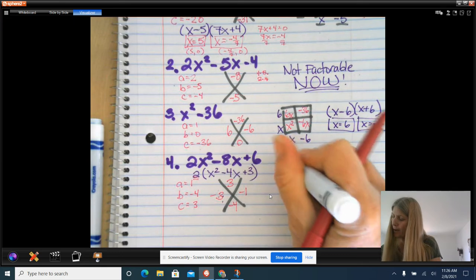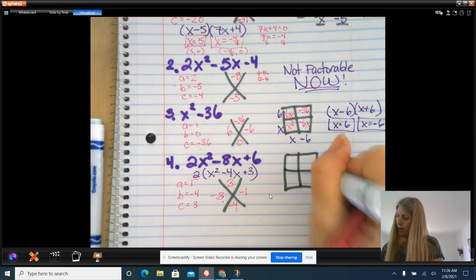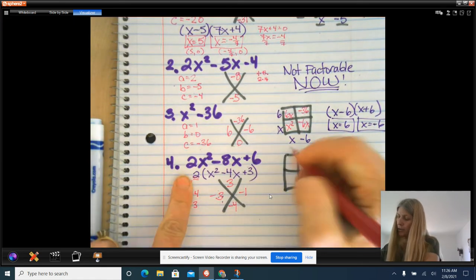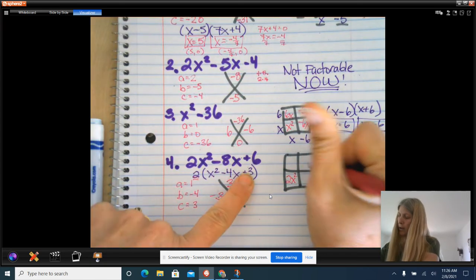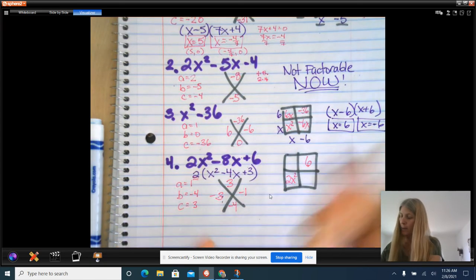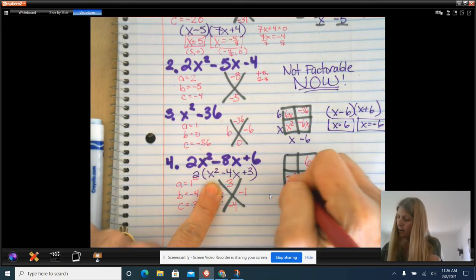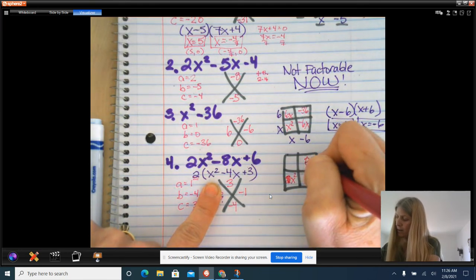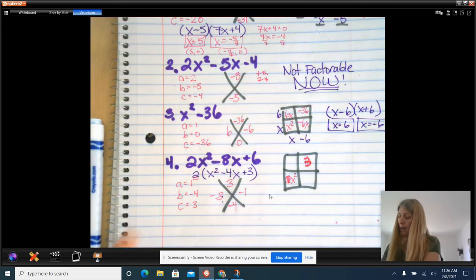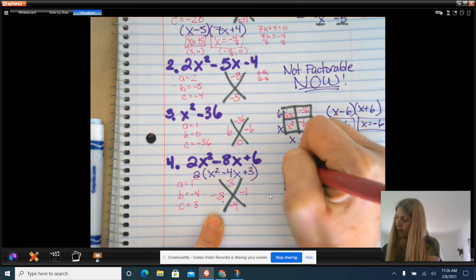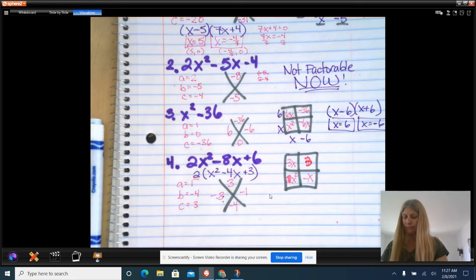So we transfer that over to our generic rectangle. Our x squared goes in the bottom left, our 3 goes in the upper right. Oops, I just messed that up, ladies and gentlemen, because we're using this one right here. So that's x squared and 3. Remember to take out the 2 from your factored form. Then we have our negative 3x here and our negative x here.